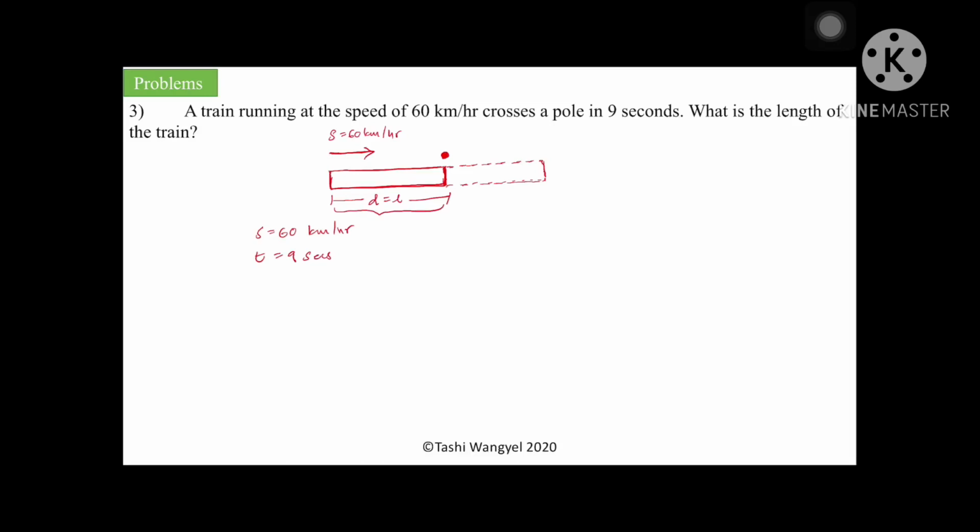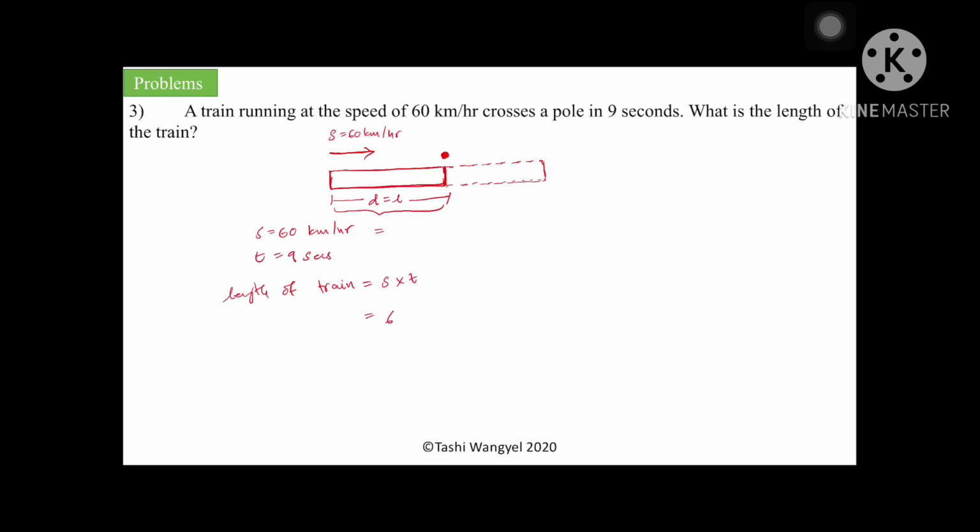So length of train, find the distance. The distance traveled by the train is speed times time. Speed, we have in kilometer per hour, so we convert it to meter per second.